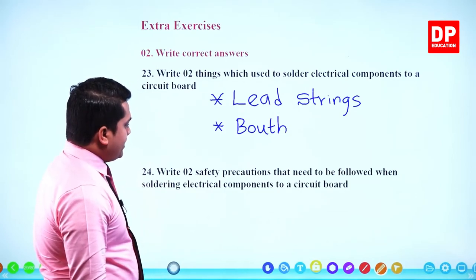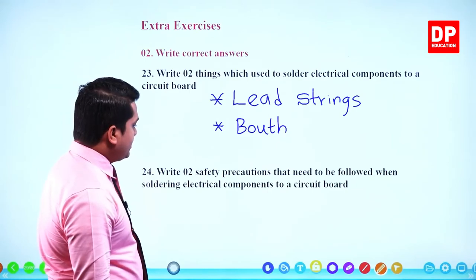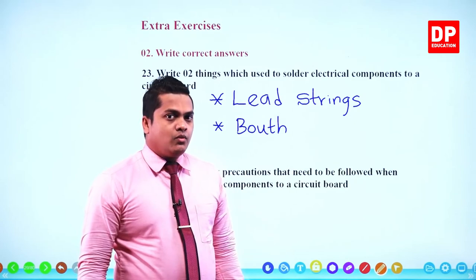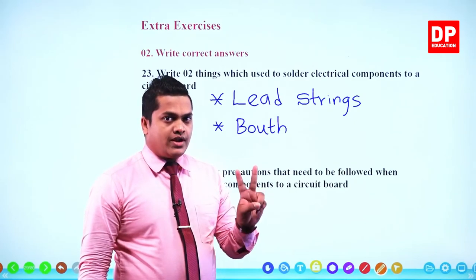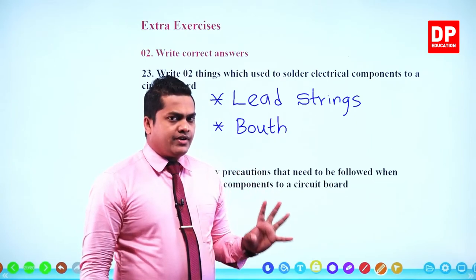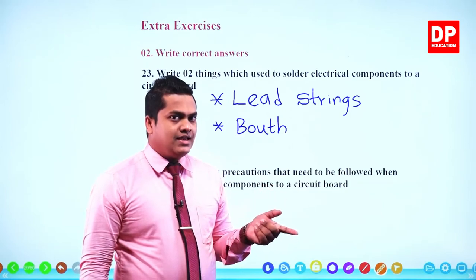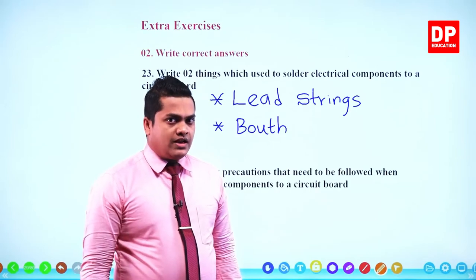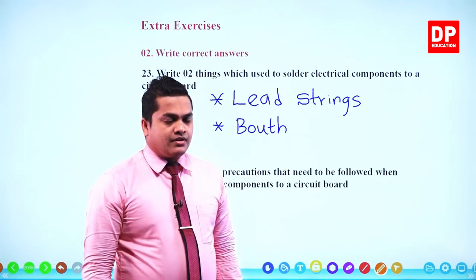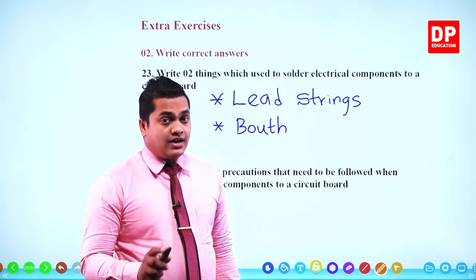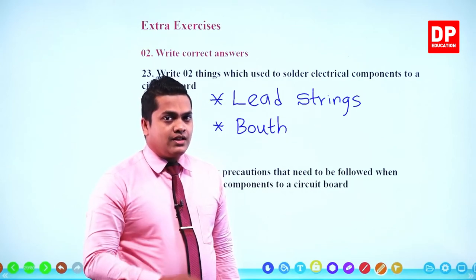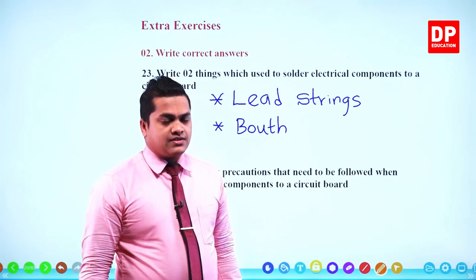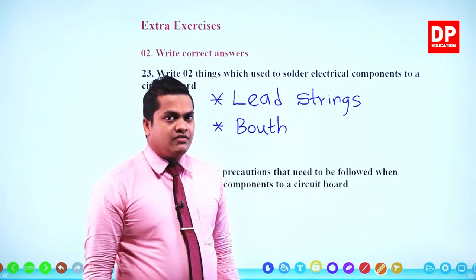Then the next one, write two safety precautions that need to be followed when soldering electrical components to a circuit board. So, when soldering these electrical components to a circuit board, what are the precautions that we need to follow? So, you have to write down two of these. I told you that the electric bolt is a type of instrument that utilizes the heating effect of electric current. Means it is going to draw a large amount of electricity. So, if it is going to draw a large amount of electricity, then there is a problem, my dear children. There is a high chance of having leakage of electricity, or else a possibility to get electric shocks. So, in that case, it is wise to wear a pair of slippers, right? It's wise to use a pair of slippers.